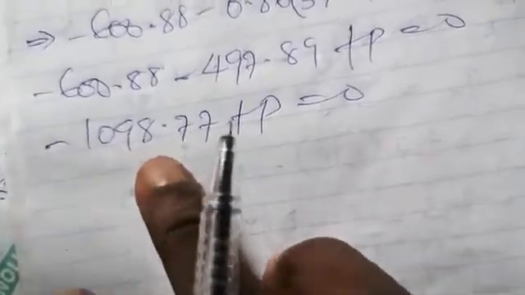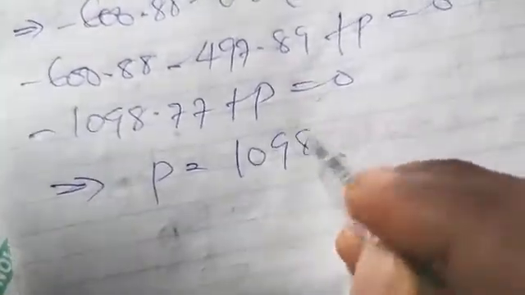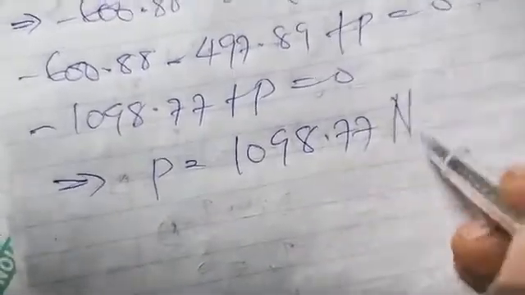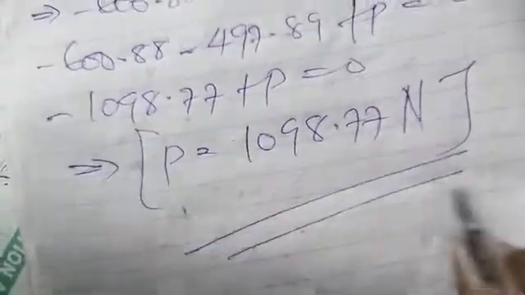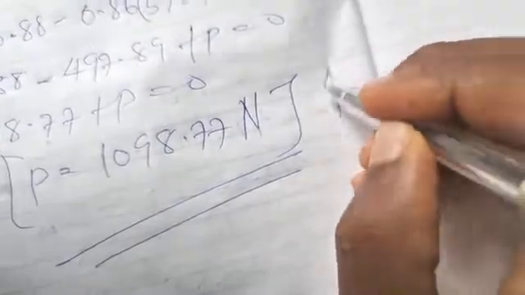So we send minus 1098.77 over to this side. That simply implies that P is equal to 1098.77 newtons, and that's the value of P. So it means the direction we assumed for P was correct. It means P was actually going upwards.